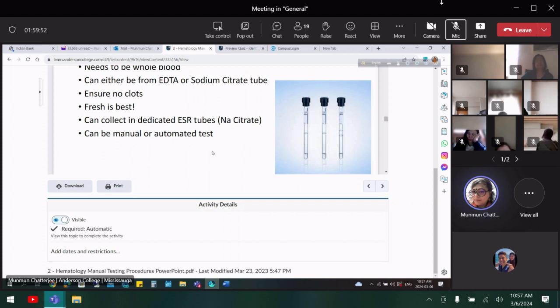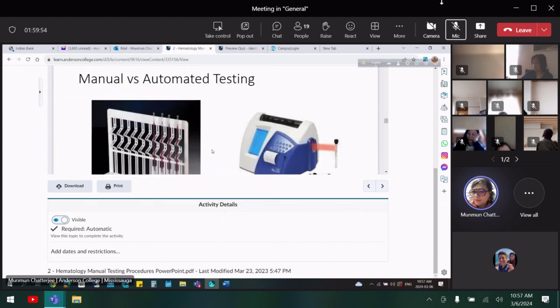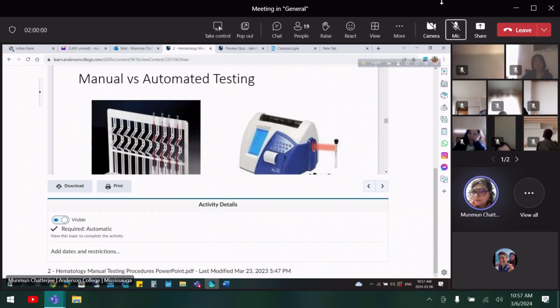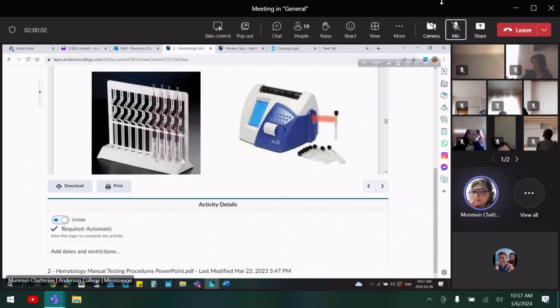It can be a manual or automated test. Nowadays, everything is automated. You have the rack for standing the ESR tube, right? Before, you used to stand the tube. Nowadays, you have another one, the vial, where you dilute and then put this one in. Before, you used to read it like this, holding the tube like this.